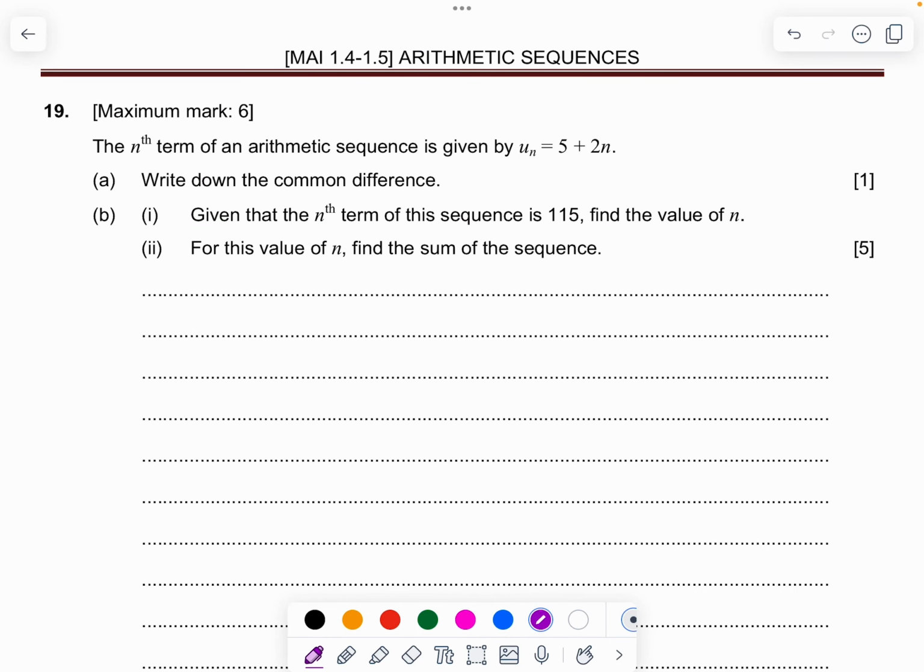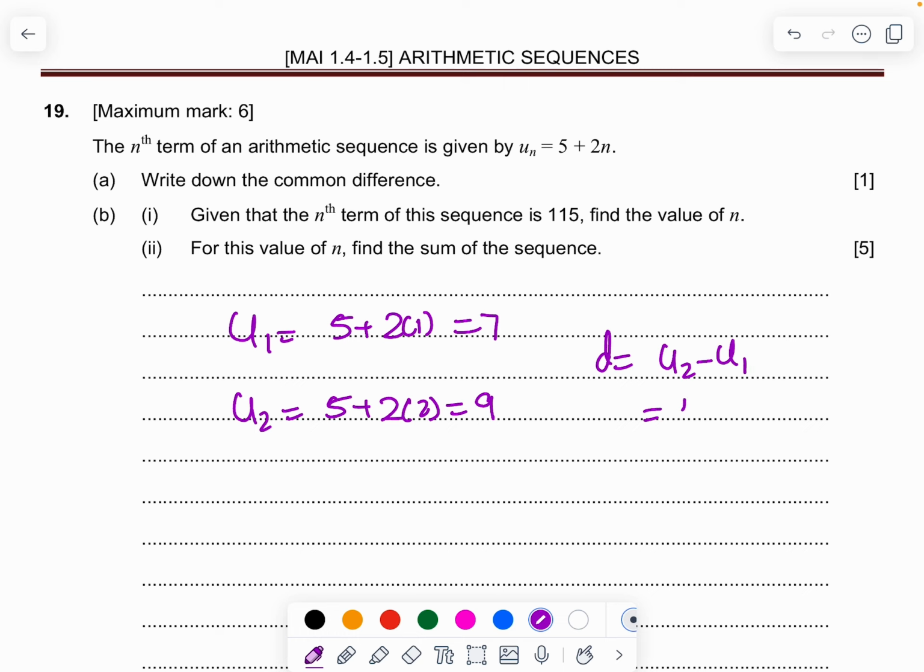The nth term of an arithmetic sequence is given. Find the common difference. So u1 will be equal to 5 plus 2 times 1, which is 7. u2 will be equal to 5 plus 2 times 2, which is 9. So common difference will be u2 minus u1, which is 9 minus 7, which is 2.